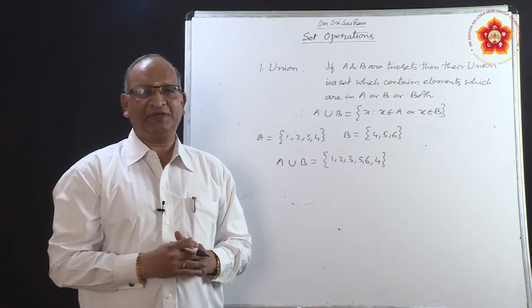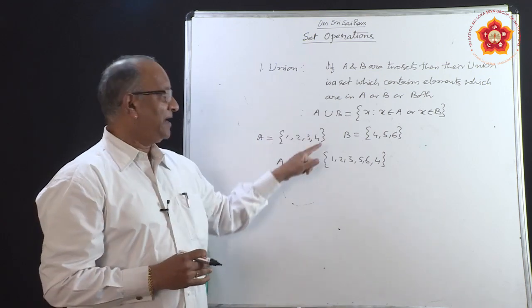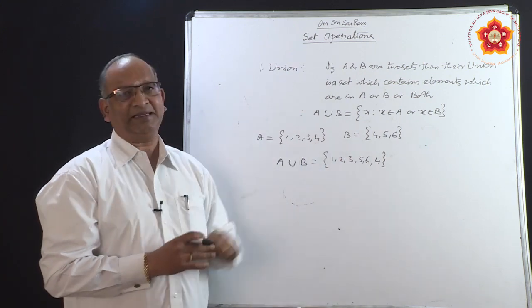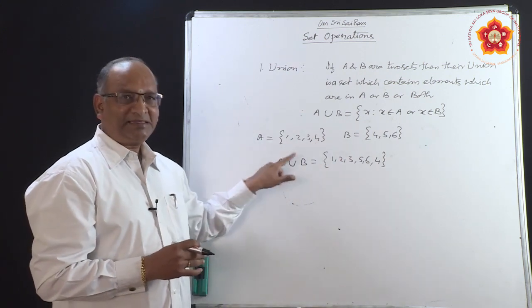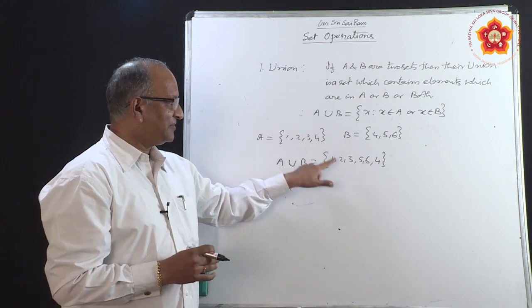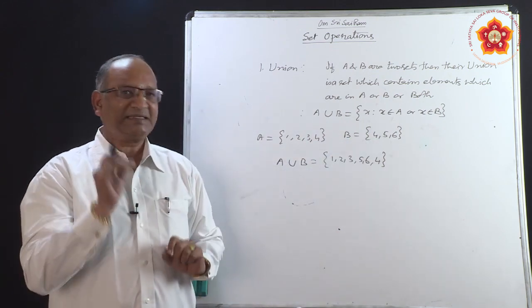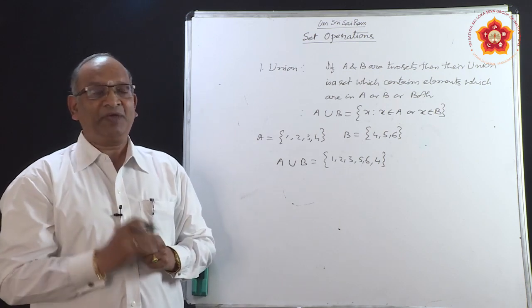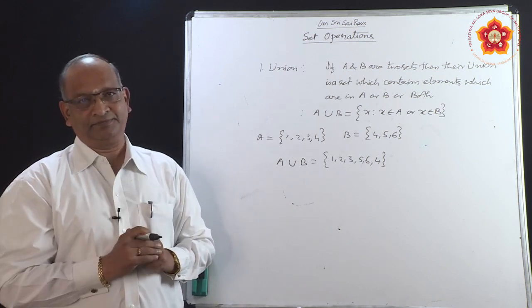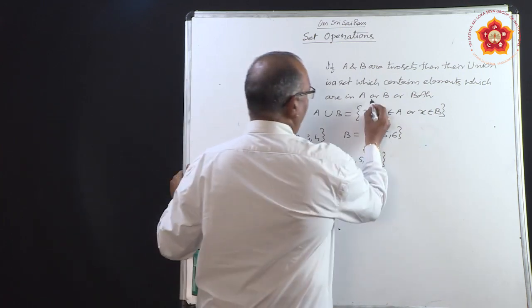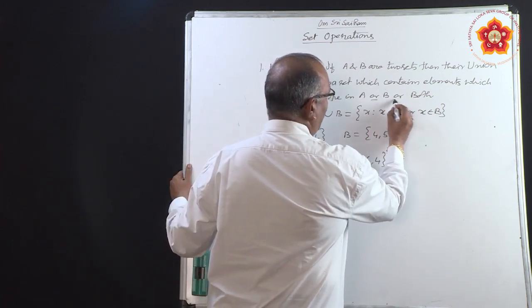Try understanding the definition again. If A and B are two sets, A is a set, B is a set, their union is a set which contains elements which are in A, which are in B, which are in both. What is significant here is we are using the word OR. Please keep that in mind. Which are in A or B or both.